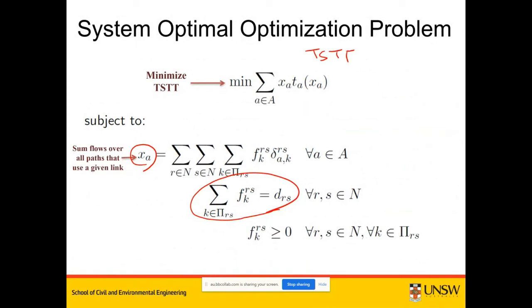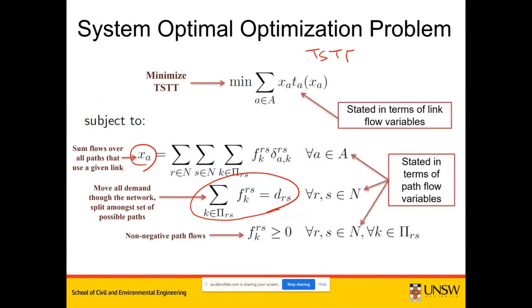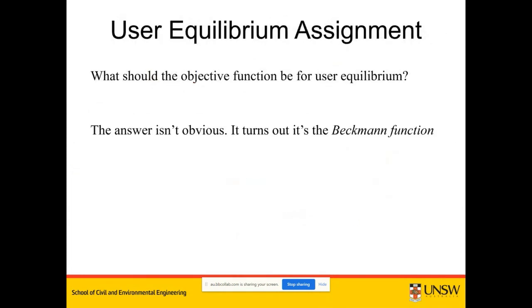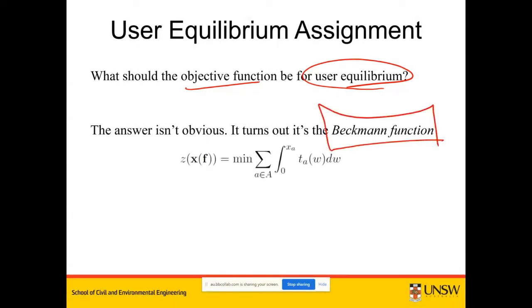Now, how can we put together a similar formulation, a similar optimization, for user equilibrium? So now let's have a look. What would be the right objective function for user equilibrium? The answer is not really obvious. And it turns out it's the Beckman function. That's what we call the Beckman function.